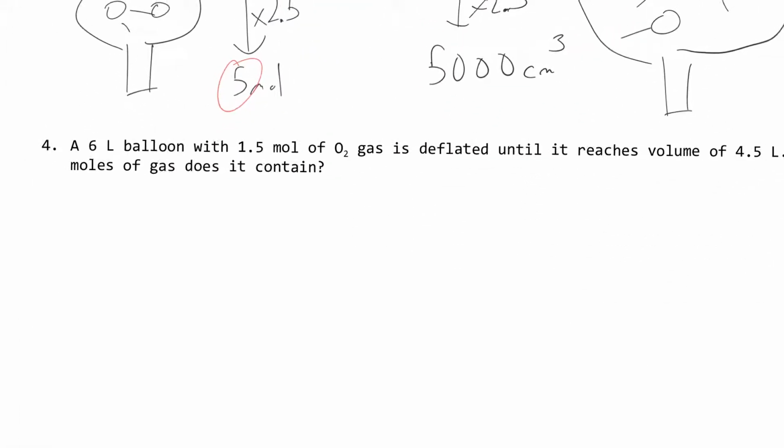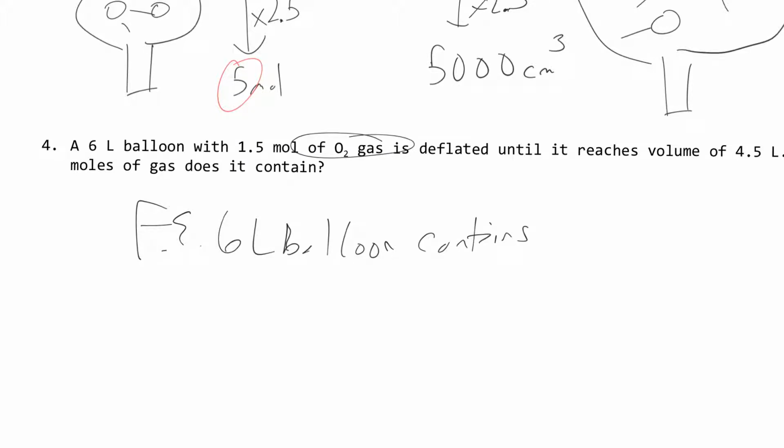A 6 liter balloon with 1.5 moles of O2 gas is deflated. Okay, so now we're going down. So now we've got a 6 liter balloon that contains, let's say, 1.5 moles of O2, and then it goes down to 4.5 liters. So this is times 4.5 over 6, which is 0.75.